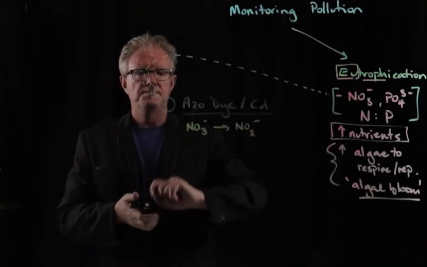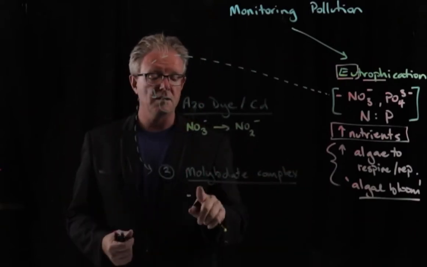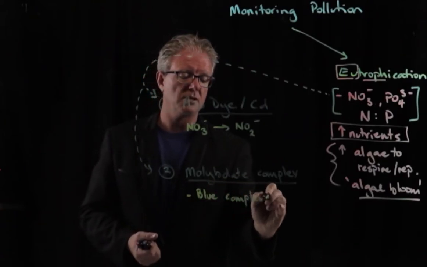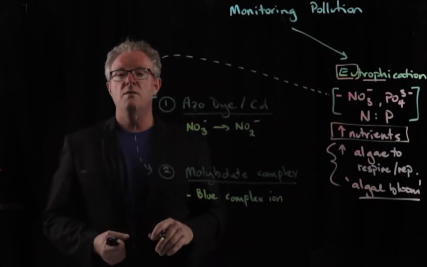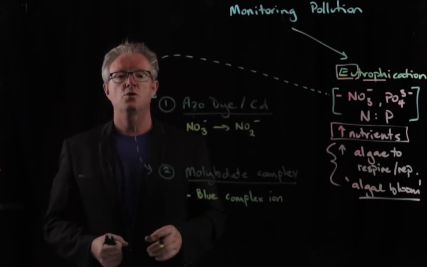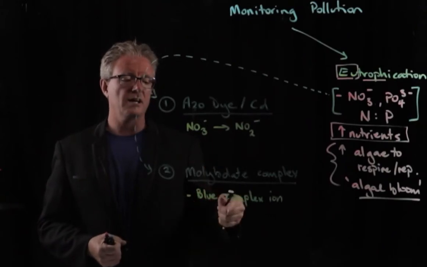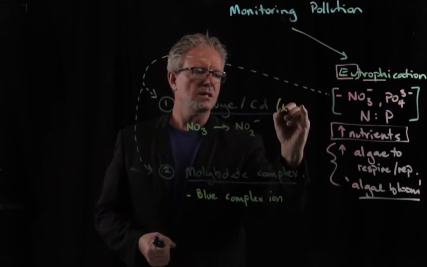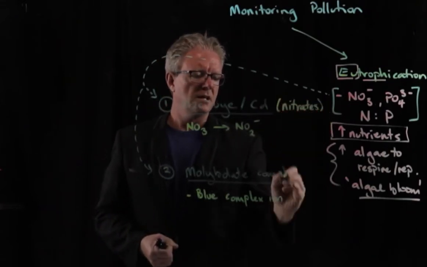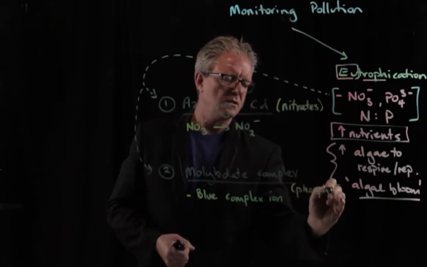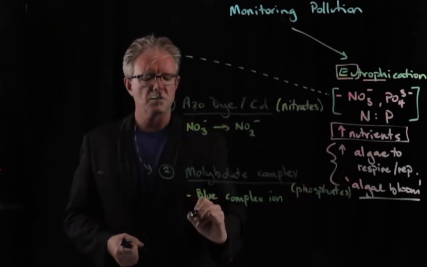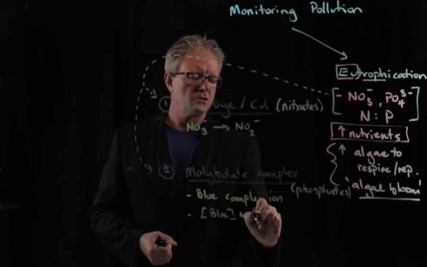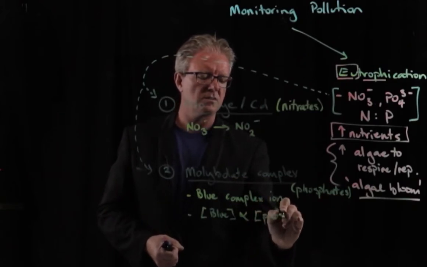Now the second method: ammonium molybdate is mixed with vitamin C to produce a blue complex. It's a blue complex ion, and the concentration of that will be relative to the concentration of the actual phosphates. So this measures nitrates, I should have said, sorry. Nitrates. This measures phosphates. So the concentration of the blue solution will be proportional to the concentration of phosphates.